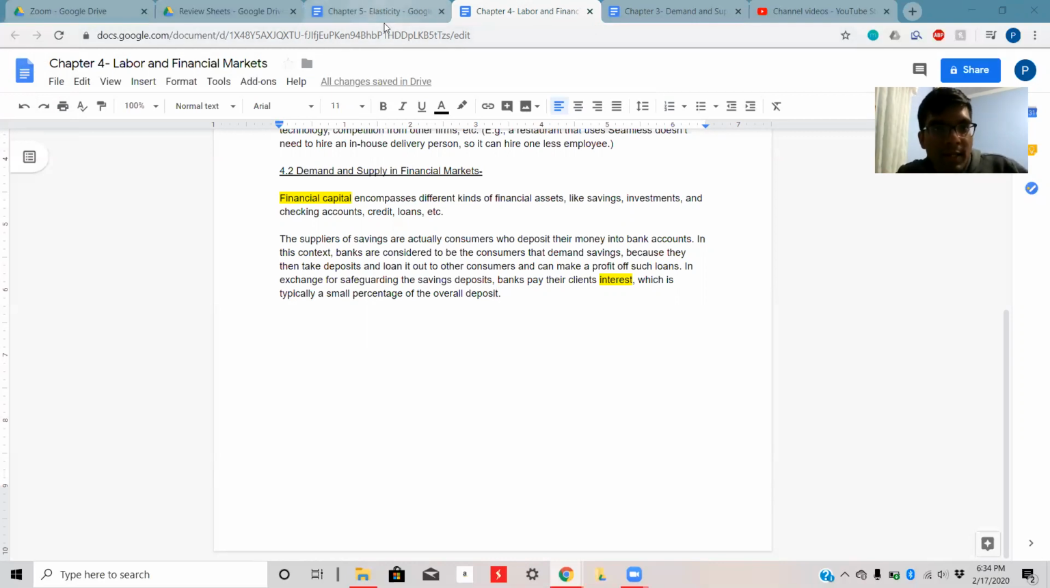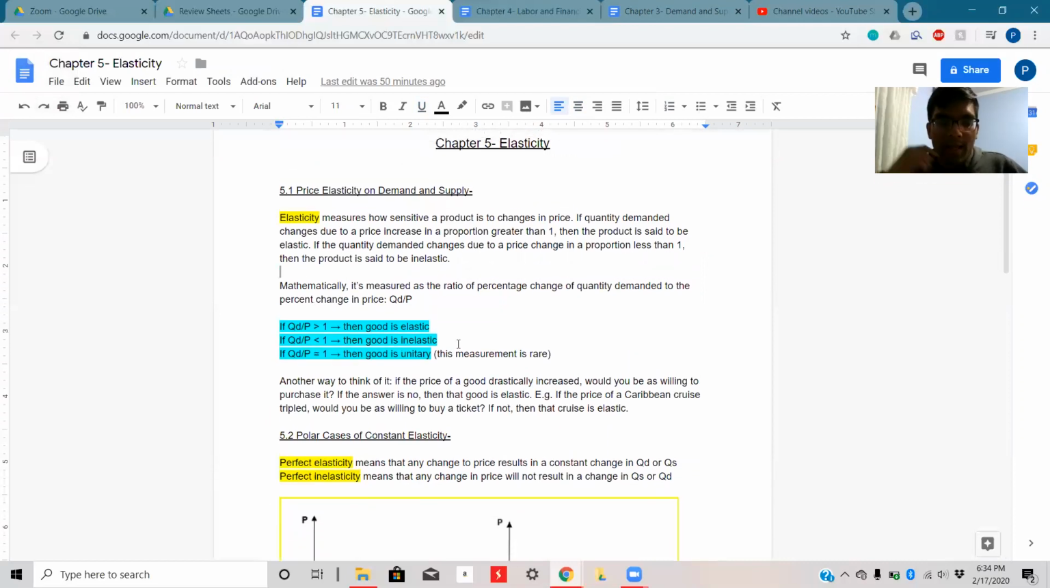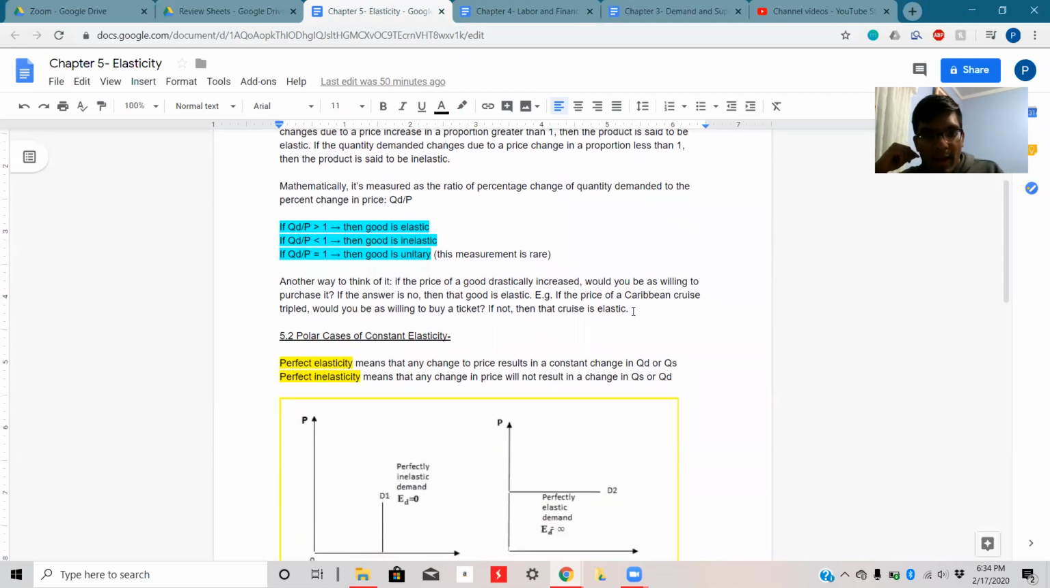Okay, and the next section is chapter 5, which I think is the most complicated. It's called elasticity. There are all these mathematical ways to define elasticity, which I go over here in the blue highlighted section. But honestly, the way that I think of it is, if the price of a good drastically increases, would you be as willing to purchase it? If the answer is no, then the good is elastic.